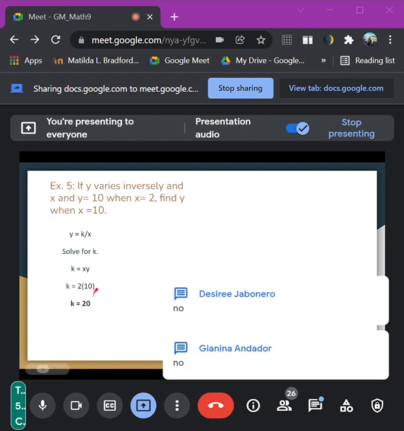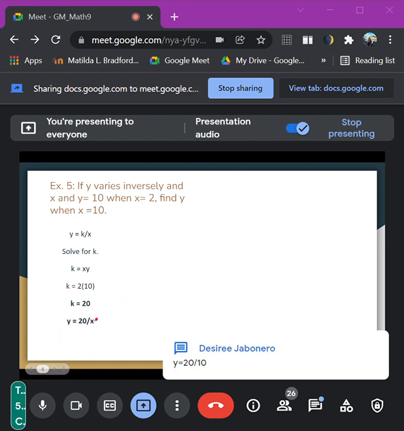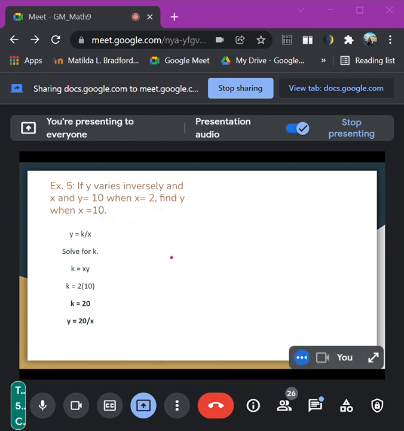No. Now, this time, class, let us find y when x is equal to 10. So, your k, you just substitute it into your given equation. So, you will have y is equal to 20 over x. And then we find y when x is 10. So, you just substitute your 10 beside the 20 in your over. So, you can have y is equal to 20 over 10. So, meaning to say, your y is equivalent to 2, if your x is equivalent to 10.